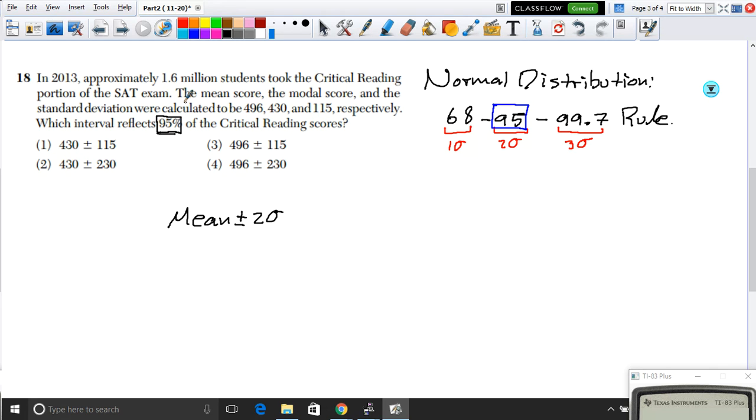Do we know the value of the mean? It says the mean score and the standard deviation were calculated, and we know that the mean is 496, plus or minus 2, and if we look at the problem, the standard deviation is 115. So 496 plus or minus, now you just multiply this, and it gives you 230. If we look at the options, that is option 4.